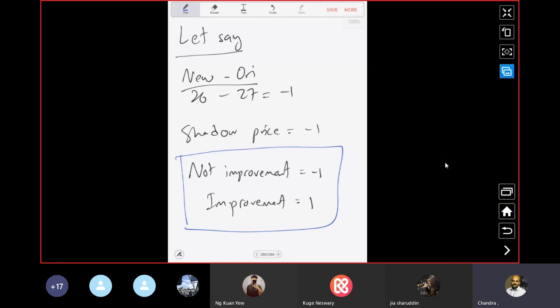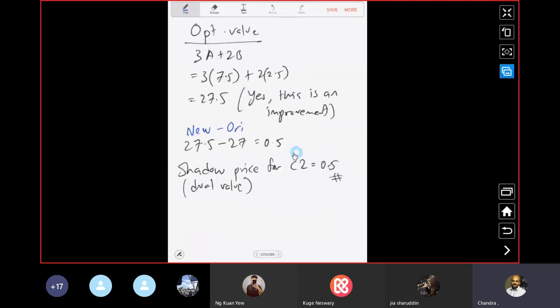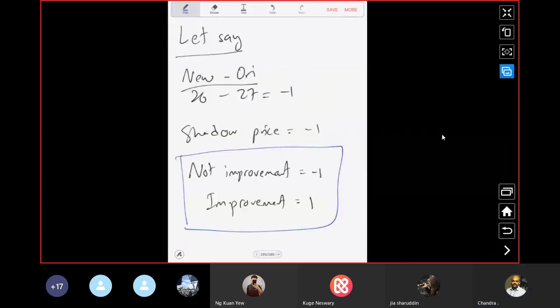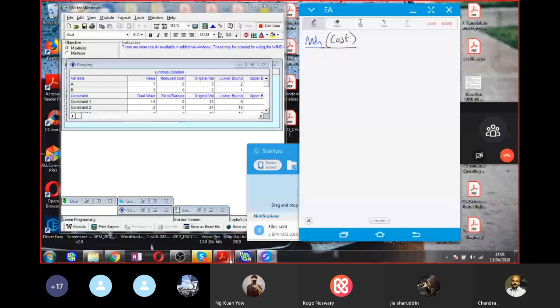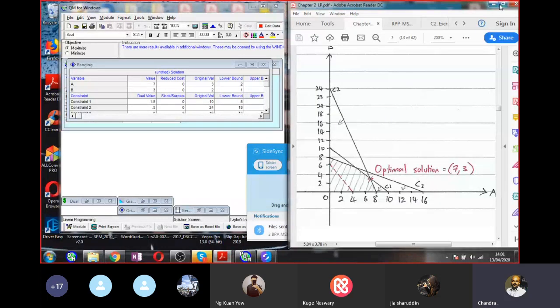But this doesn't happen in a minimum problem. Okay, so let us do one minimum problem now. For a maximum problem, which is a profit, you just follow the difference. No problem. But for minimum, it's the other way around. Let us do one. Minimum means you must remember it is a cost. For minimum, I would like to take this example.